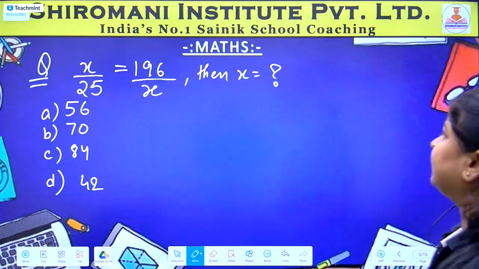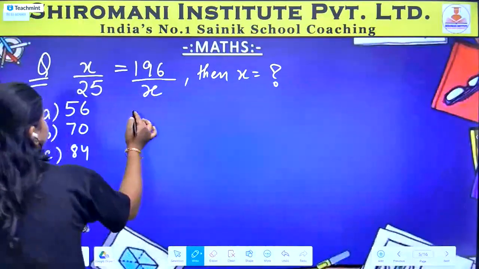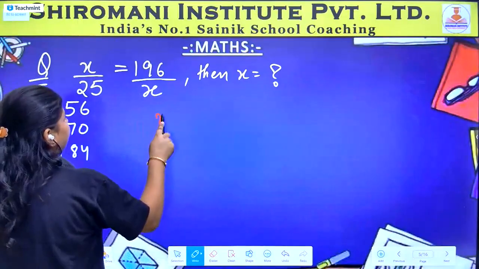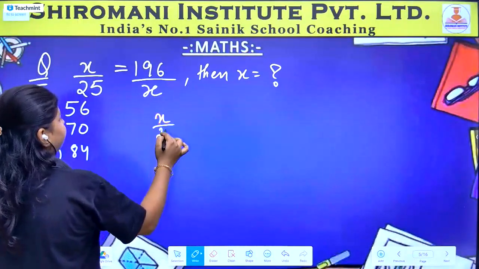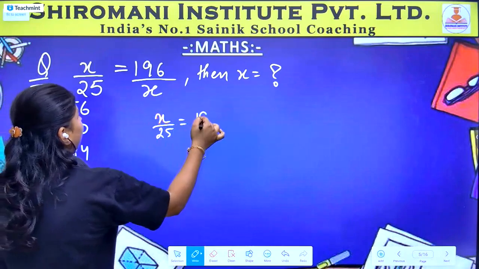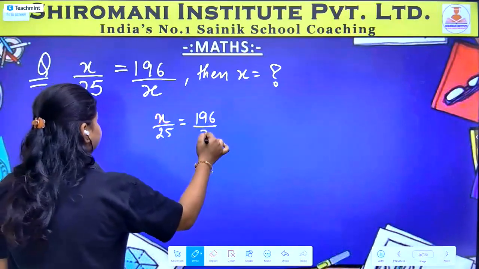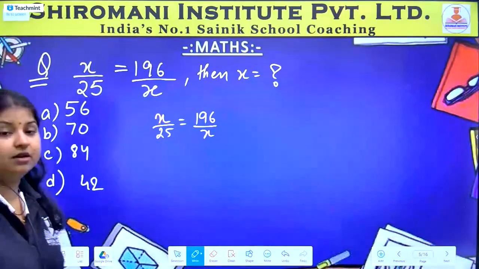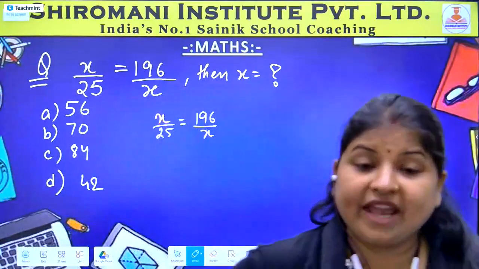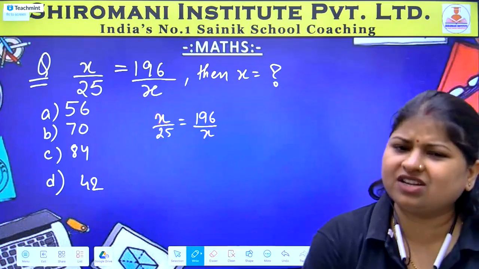Okay, let's see and let's learn. I have x upon 25 is equal to 196 upon x, right? Okay. Please pay attention, everyone.